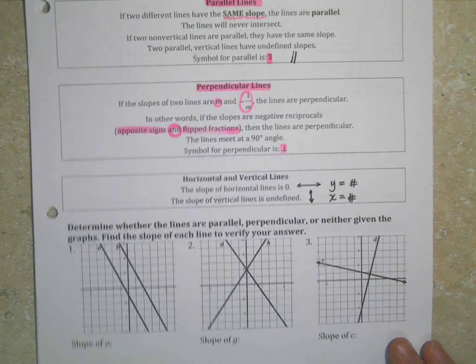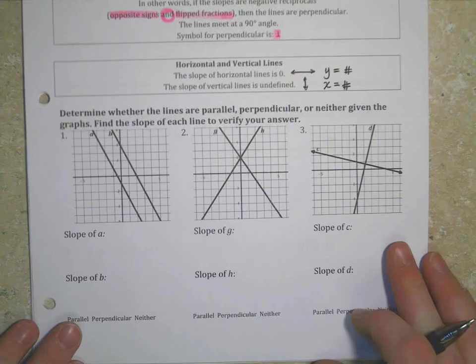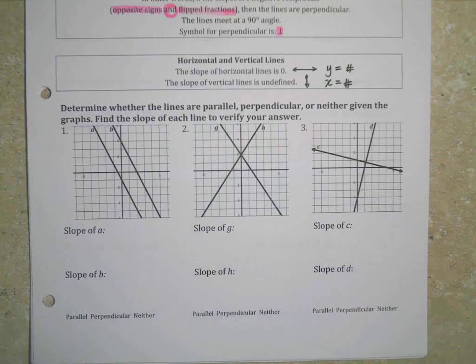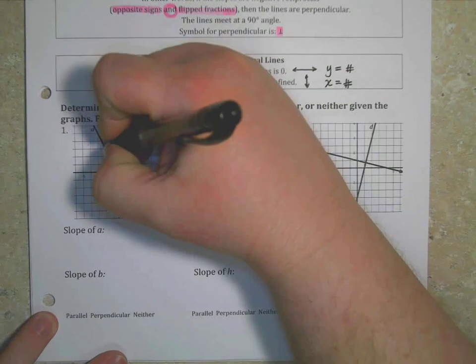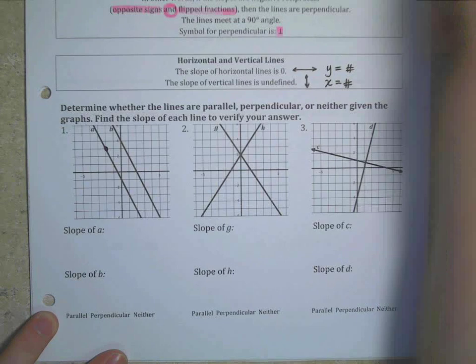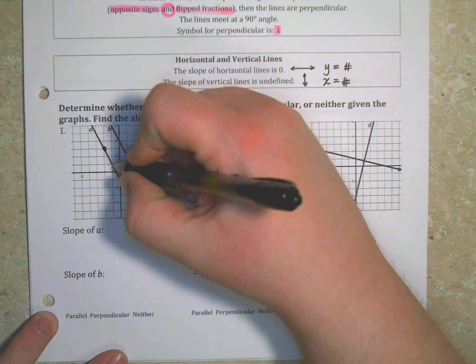So let's look at some examples. It says determine whether the lines are parallel, perpendicular, or neither, given the graphs. Find the slope of each line to verify your answer. So looking at these, it's probably pretty easy to tell if they're parallel or perpendicular, but we actually have to verify it mathematically. So the first thing we're going to do is identify 2 points on each line so that we can find the slope. So you're looking for points where the lines intersect the grid at whole numbers.